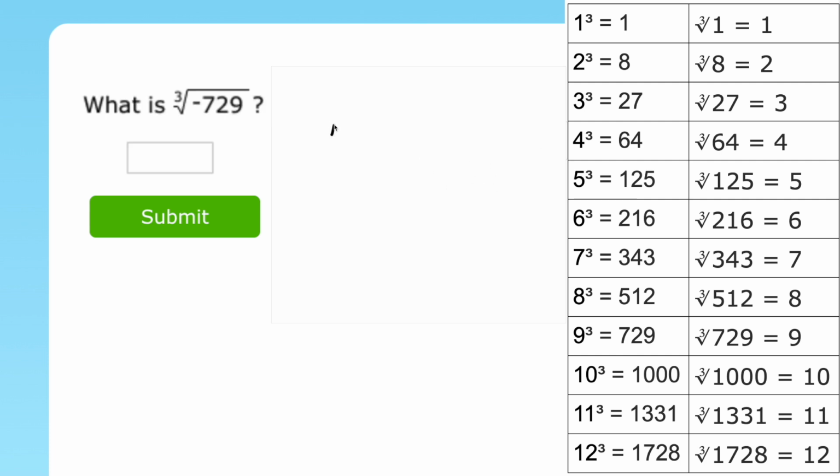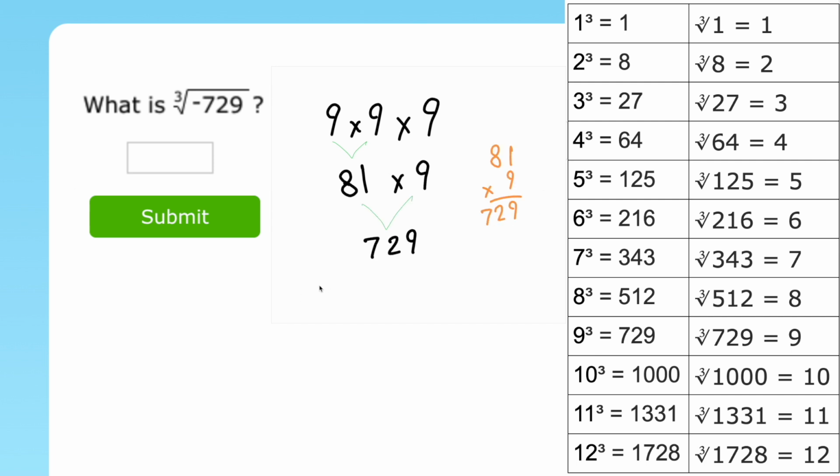Next, we have the cube root of negative 729. Well, since I know 729 is less than 1000, our answer is less than 10. If I check 9, 9 times 9 is 81, and 81 times 9 is 729. So our answer must be 9, but since the number in the radicand is negative, our answer is negative 9. And that's because a negative times a negative makes a positive, but then that positive times a third negative makes it negative again.